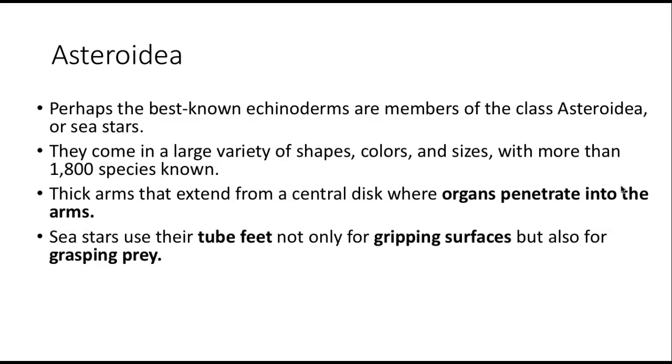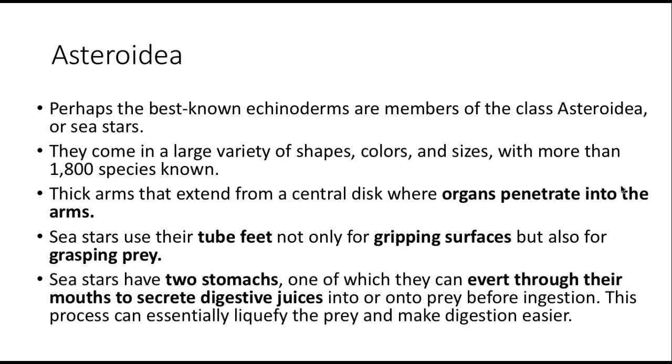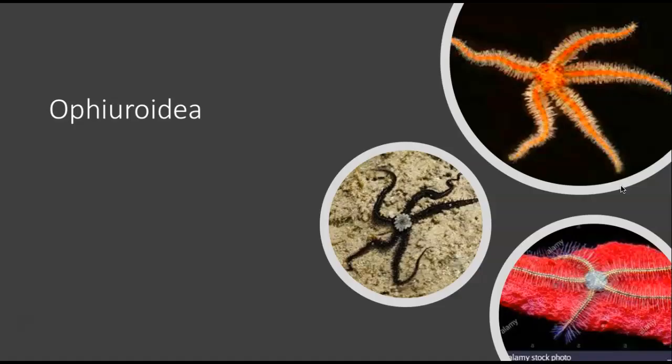They use their tube feet not only for gripping surfaces, but also for grasping prey. They are carnivores. They have 2 stomachs, one of which they basically invert through their mouths to digest outside of the body before they ingest the item. And that process essentially liquefies the prey and makes digestion easier. So kind of gross.